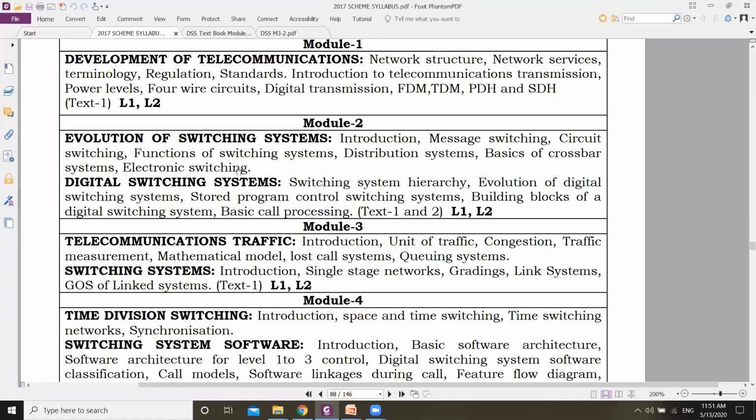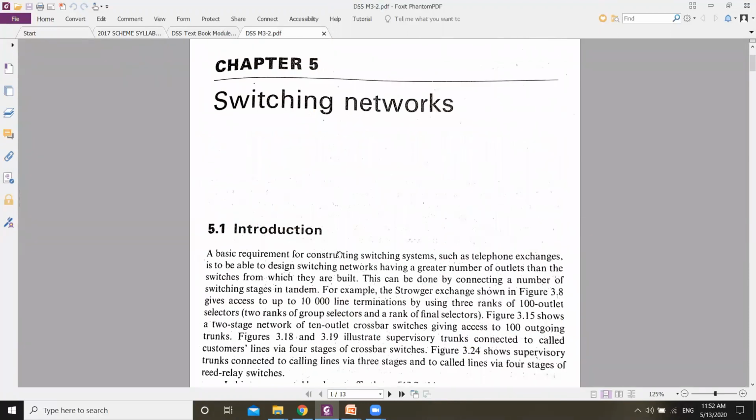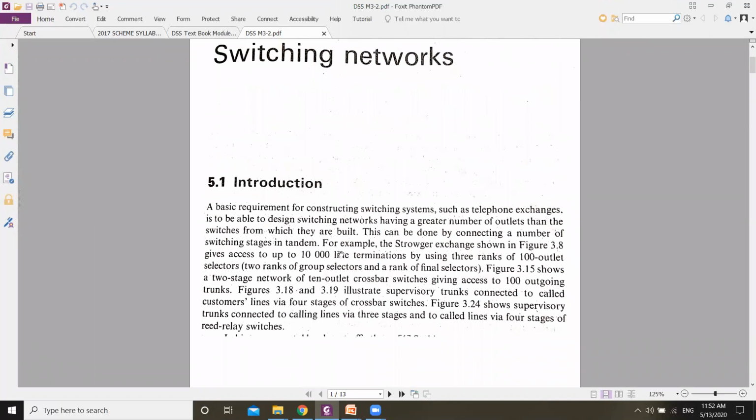This is your syllabus copy. So module number three, first half is over. The second half is switching systems, and we'll be discussing the introduction to that, as I already said. So let us go into details of that. Okay, so switching systems, now the introduction to this.